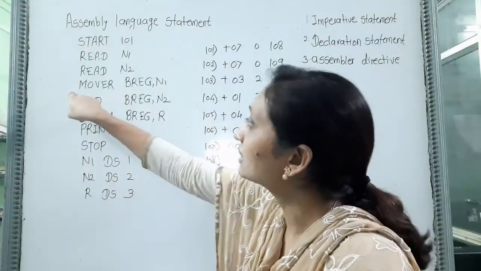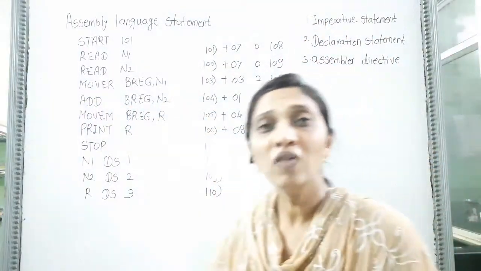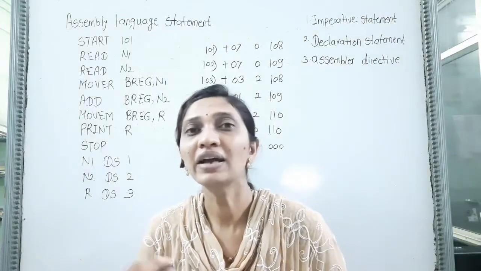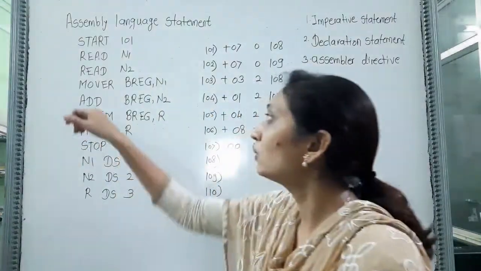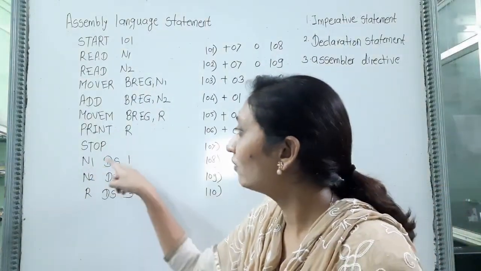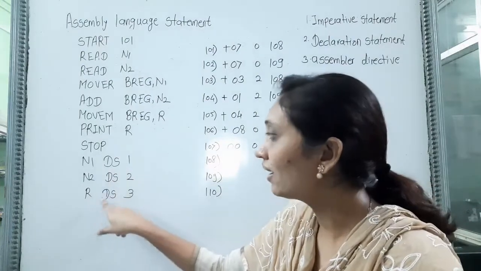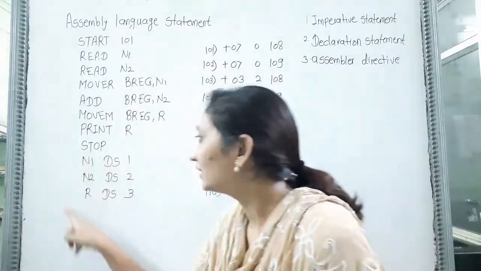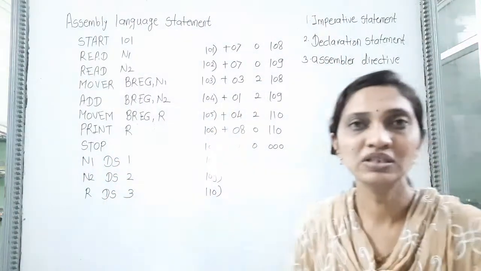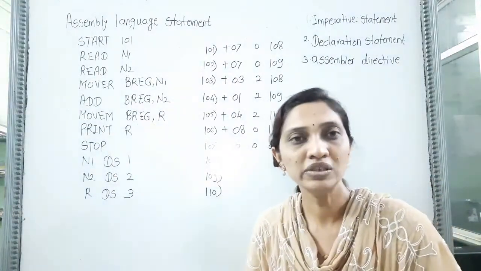Now here this ADD statement is nothing but an imperative statement. Why? Because it performs a certain kind of action. So this is known as an imperative statement. After that, n1 DS 1, n2 DS 1, r DS 1, these are nothing but declarative statements. These three are nothing but declarative statements.